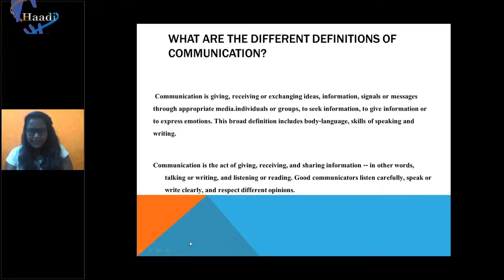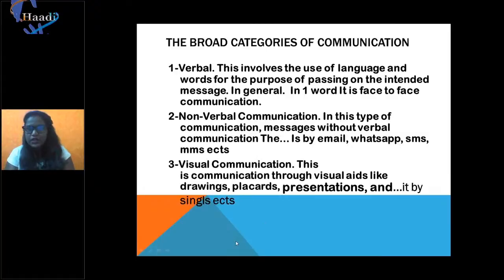Communication is giving and exchanging ideas, information, signals, and messages through appropriate media, individually or in a group, to express information and emotions. Communication is an act of giving and receiving information. In other words, talking or writing, listening or reading. Good communication listens carefully, speaks clearly, and respects everyone's opinion. Communication is completely based on how we communicate, and before communicating we should make sure we listen to the person who is talking to us.